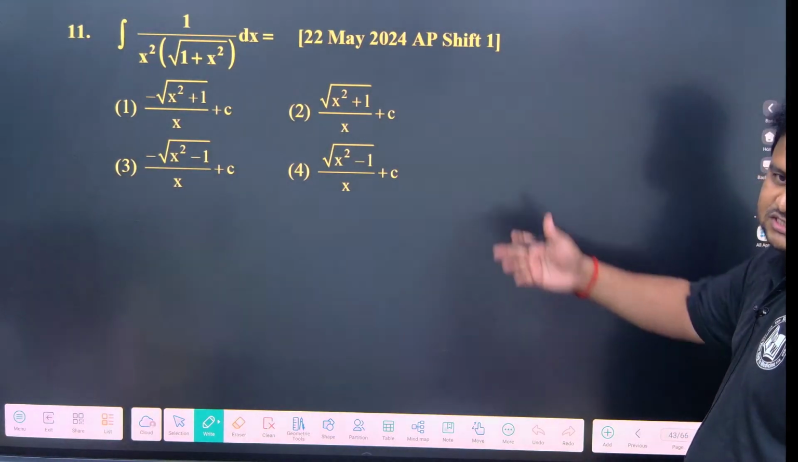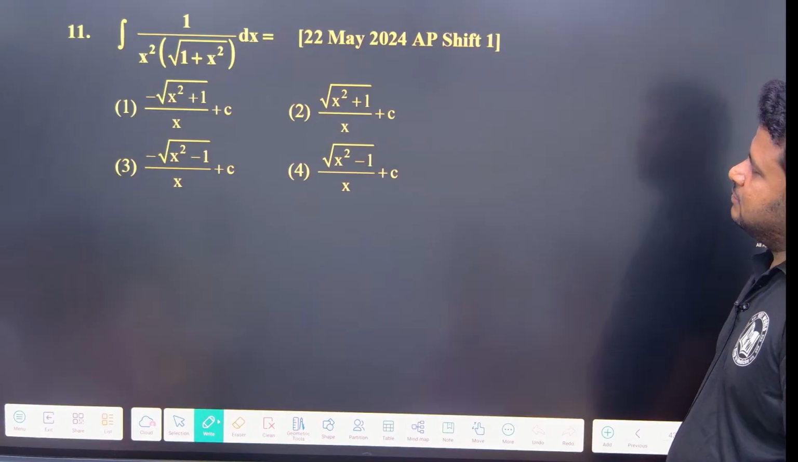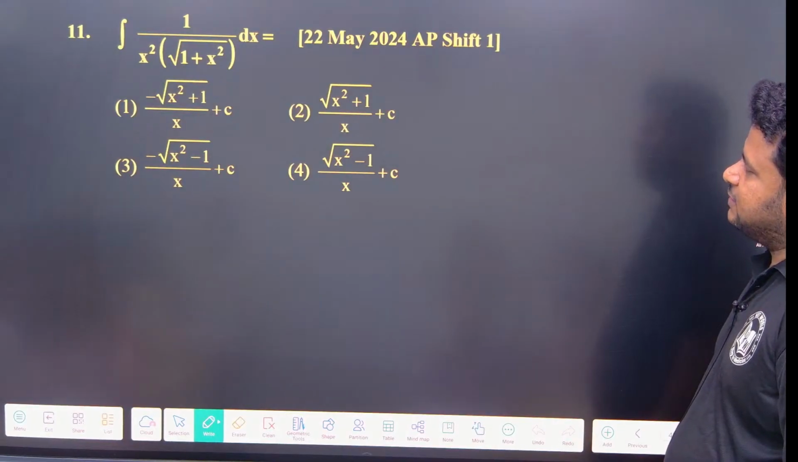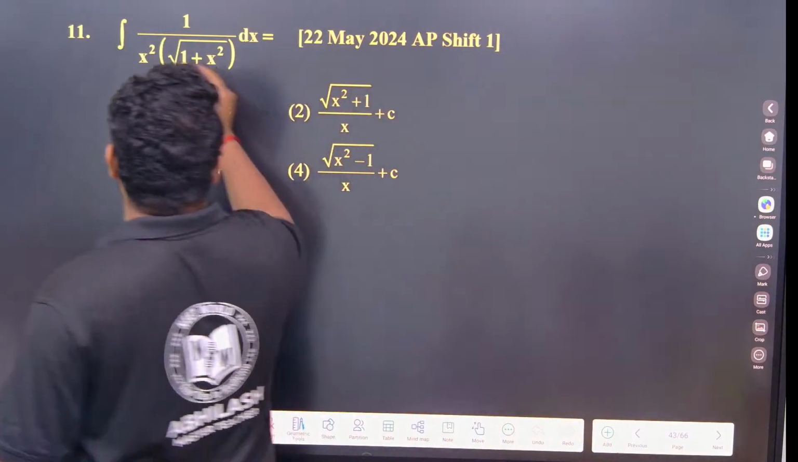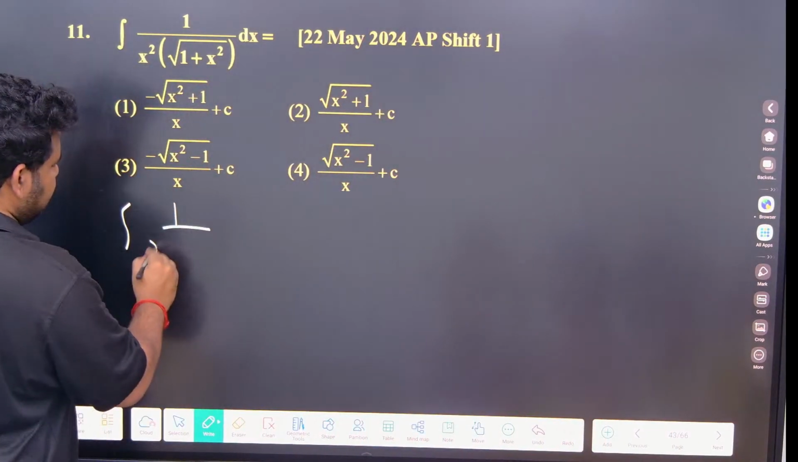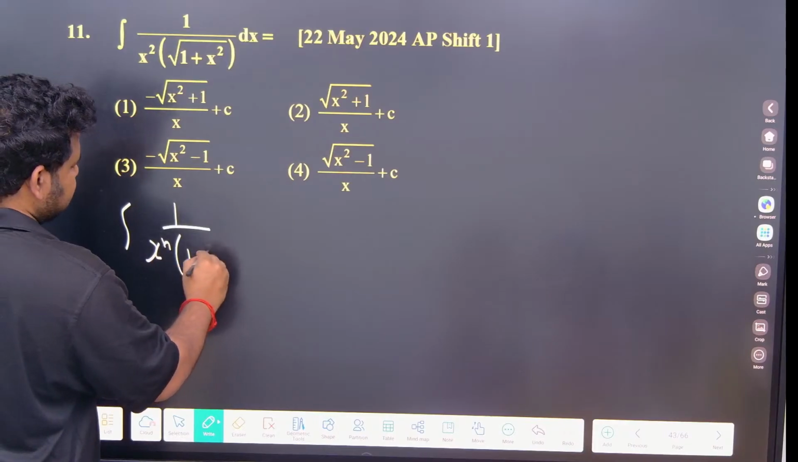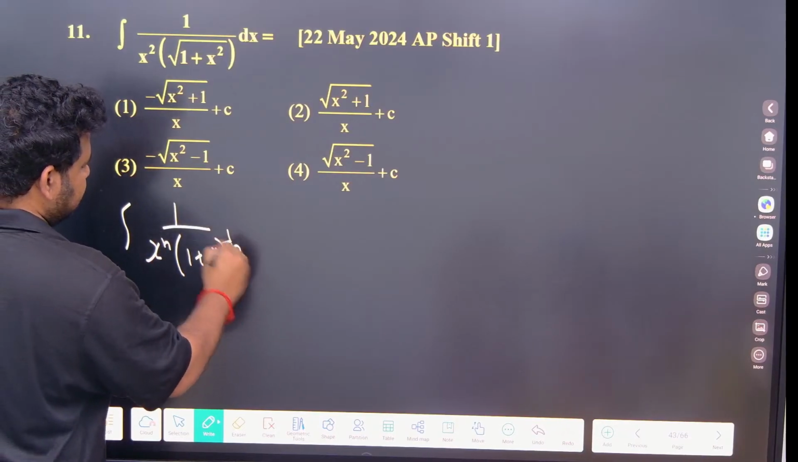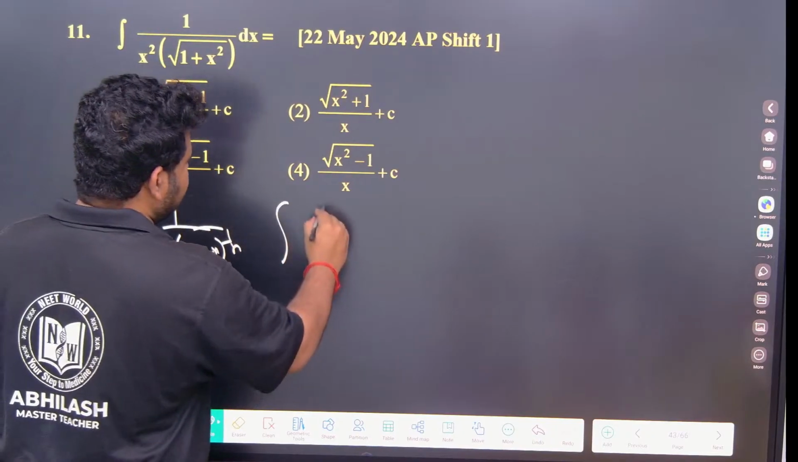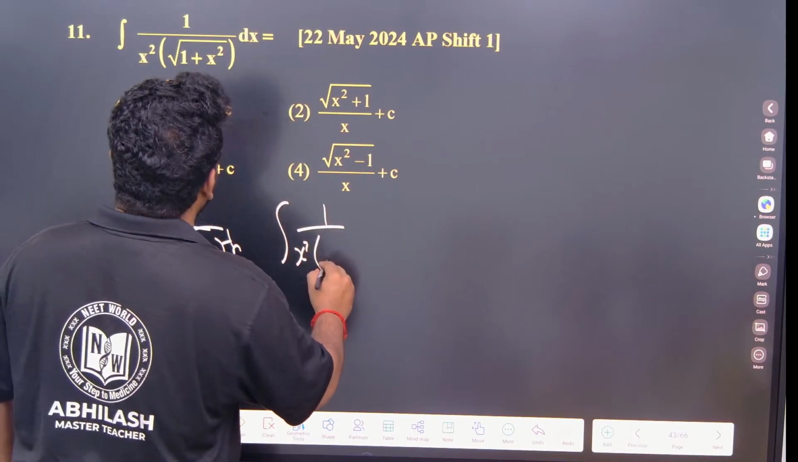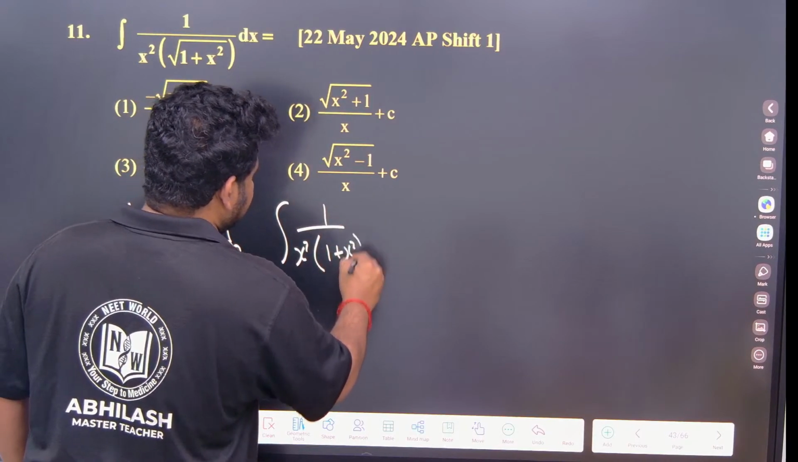Look at this, same thing: x power n into 1 plus x power n to the power of 1 by n. So here, what is n? 2, correct? Here n is 2. This is the integral of 1 by x power n into 1 plus x power n to the power of 1 by n. This is 2, this is 2, this is also 2. So I can write it as the integral of 1 by x square into 1 plus x square to the power of 1 by 2.